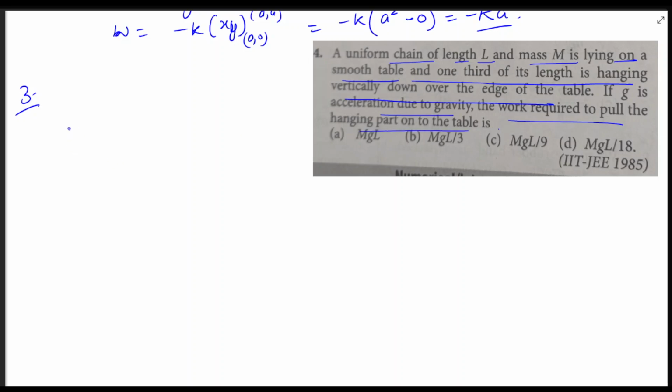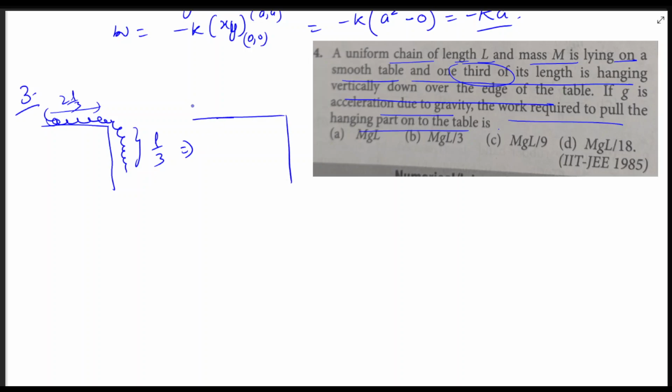Okay, perfect. So look, we have done this question a lot of times. This is our chain. Now the third part, right? So one third is hanging, so this will be L by 3, and this will be 2L by 3. We can solve these types of questions in two ways. Now we have to do it like this: the whole chain should be on the table. So what will be the work? We can do it in two ways.